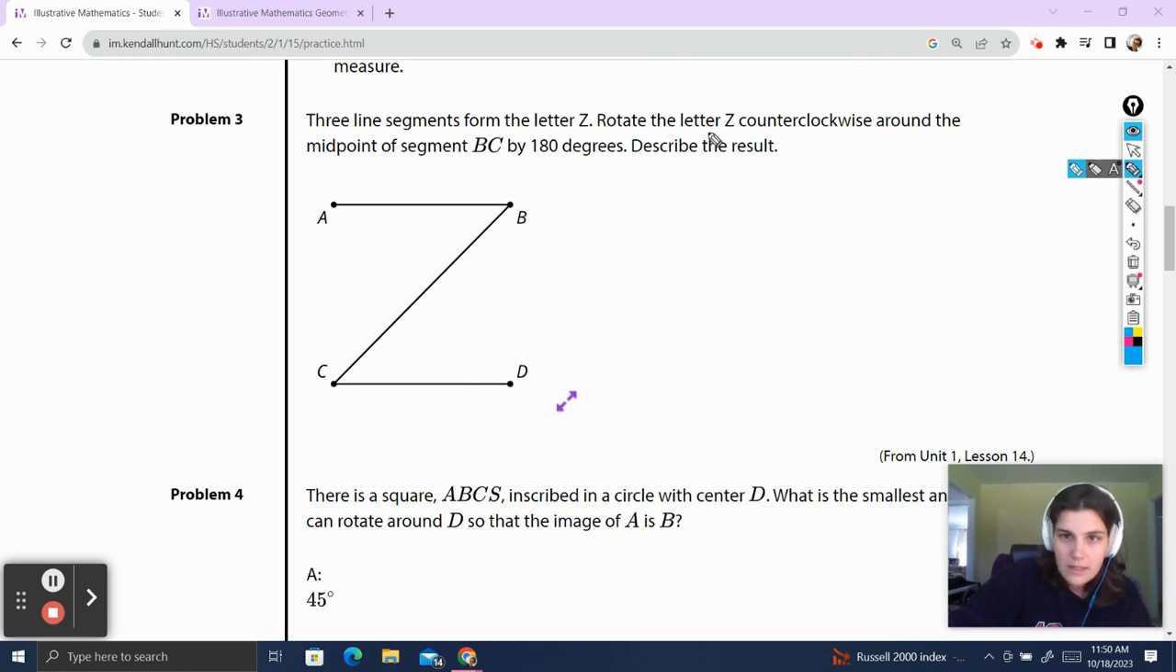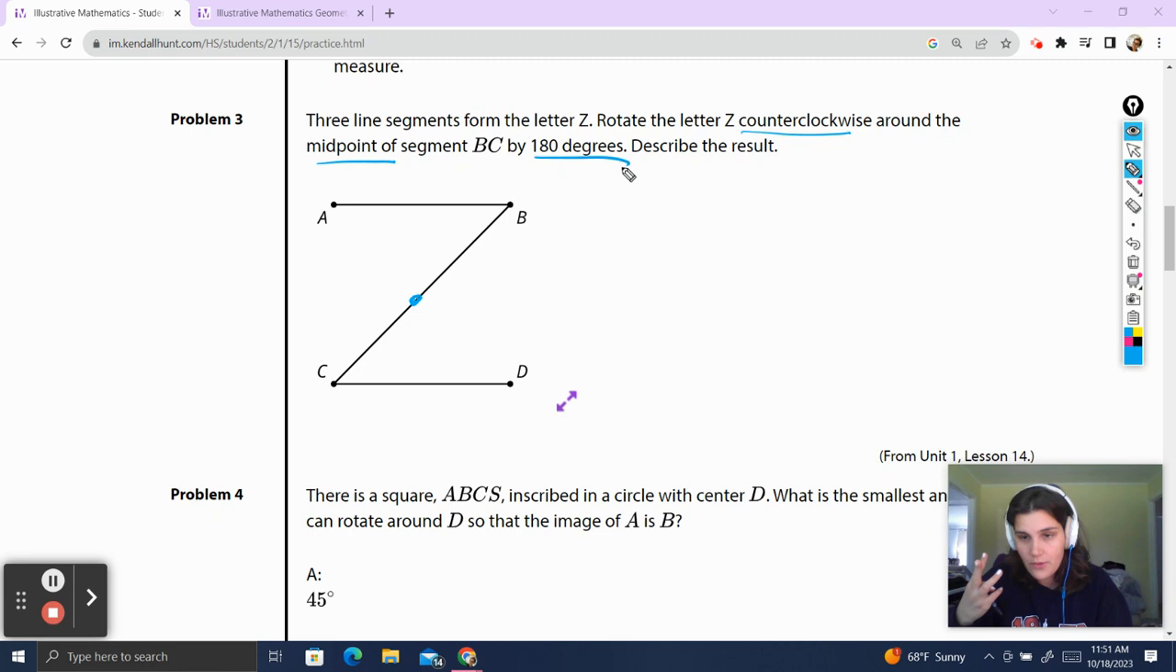Rotate the letter Z counterclockwise around the midpoint of segment BC. So if you remember from my last video, when we have rotations, we're always looking for 3 things: the direction, the center of rotation, or the point of rotation, and the degrees. So we have all 3 things here.